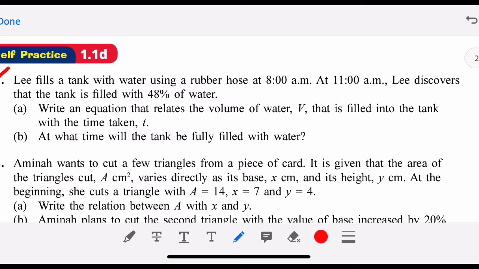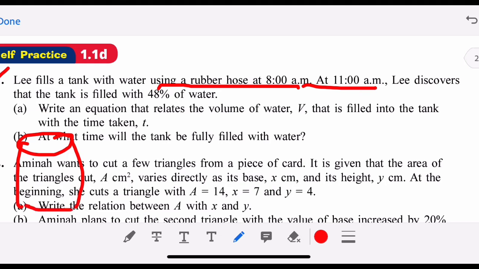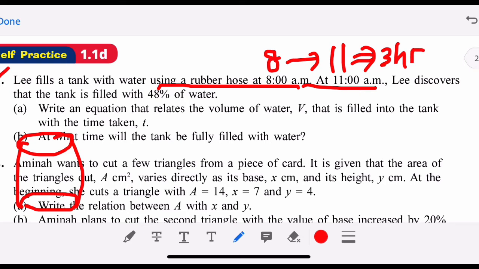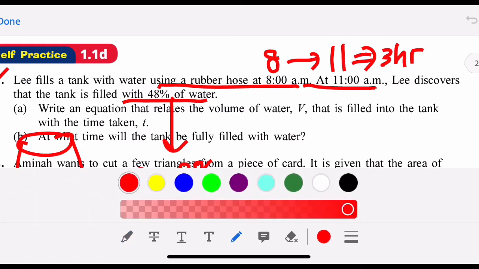Refill a tank with water using a rubber hose at 8 to 11. So we draw the tank. You can draw any shape you like. From 8 to 11, it takes about 3 hours, so this is actually time. Lee discovers the tank is filled up with 48% of water. The 48% water is the volume. So that means the volume changes with the time, right?